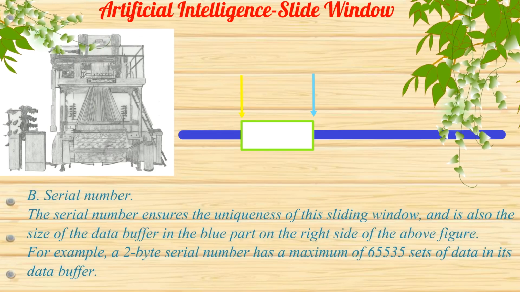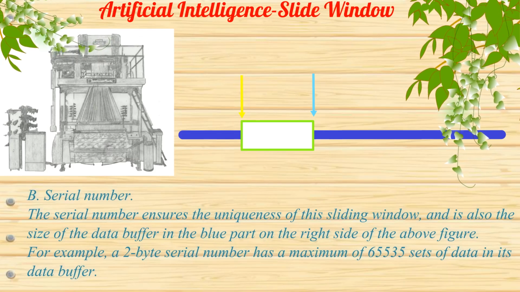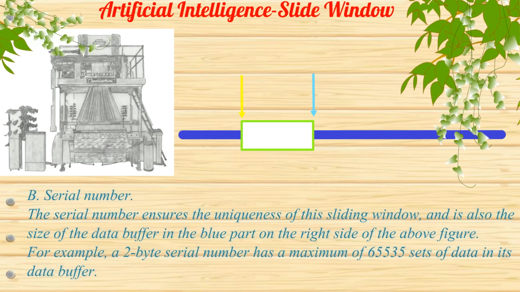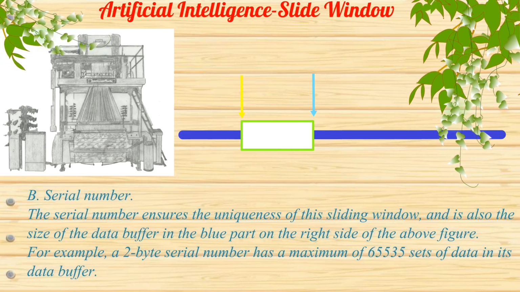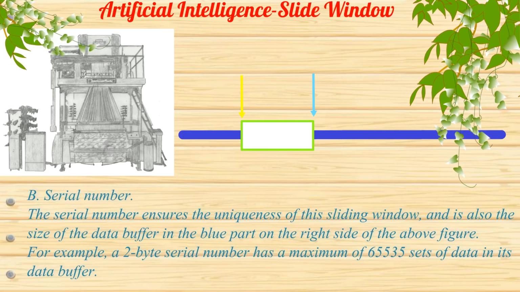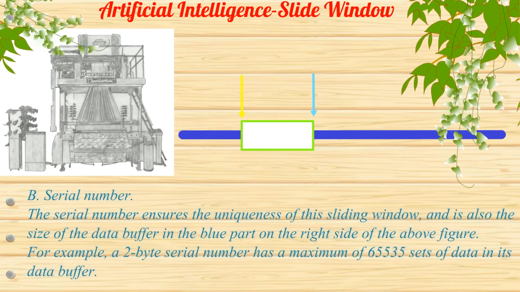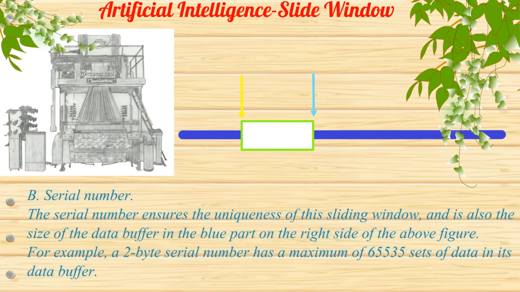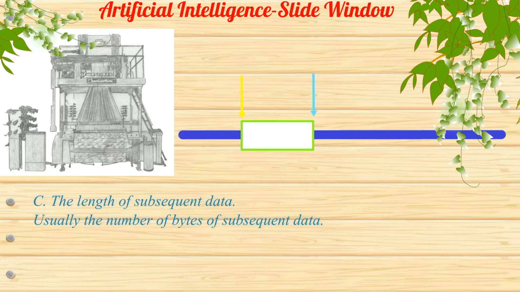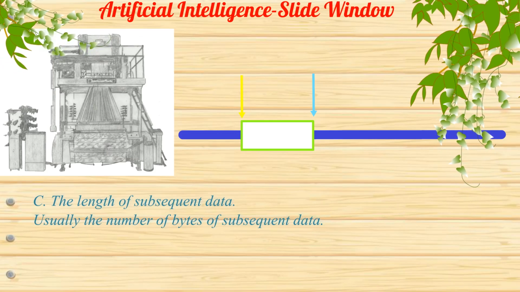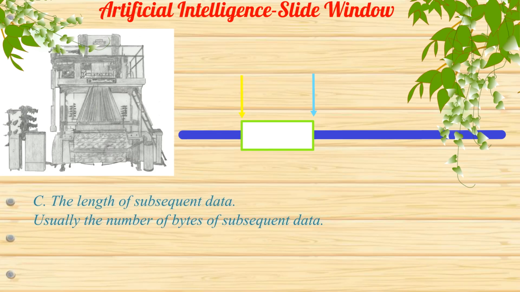B. Serial number. The serial number ensures the uniqueness of this sliding window, and is also the size of the data buffer in the blue part on the right side of the above figure. For example, a 2-byte serial number has a maximum of 65535 sets of data in its data buffer. C. The length of subsequent data. Usually the number of bytes of subsequent data.